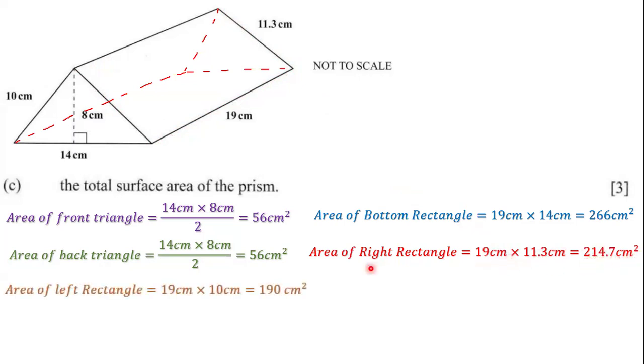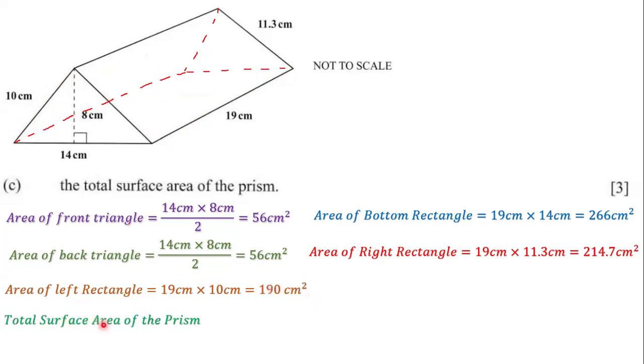And next, we have to figure out the area of the left rectangle, which is this one. It has a length of 19 because these two lengths are identical, they have the same length. So 19 centimeters would be the length of this left rectangle. Its width is going to be 10 centimeters, because if you notice carefully, this right here is the width. So 10 centimeters times 19 centimeters gives us 190 centimeters squared when we multiply them.